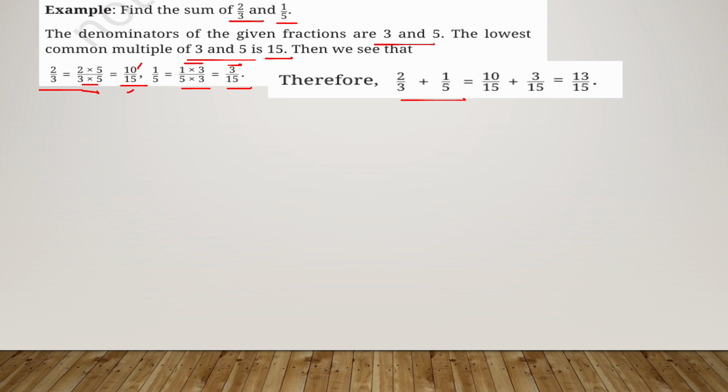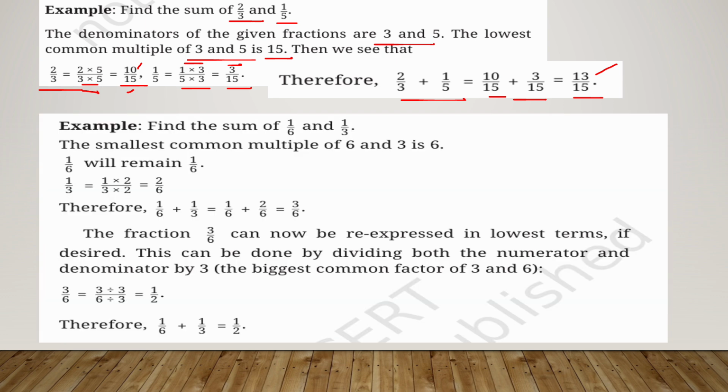Therefore, 2 by 3 is equivalent to 10 by 15. Then 1 by 5 is equivalent to 3 by 15. So 10 by 15 plus 3 by 15. So you add the numerators. 10 plus 3 is 13. The denominator is the same, 15 itself. So 13 by 15. See the next example.